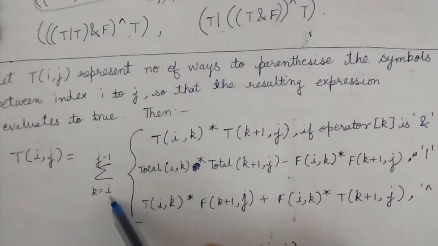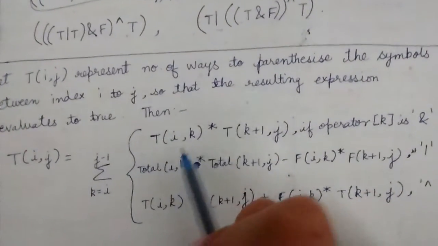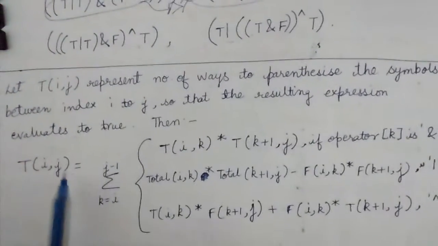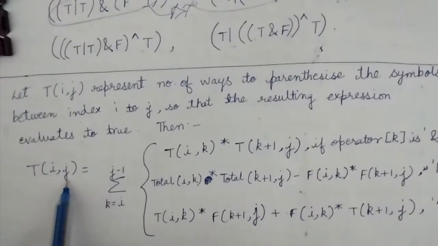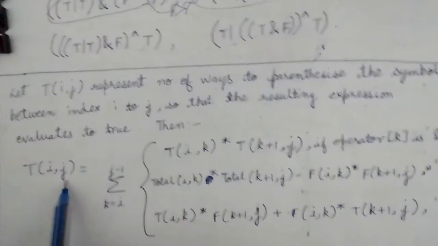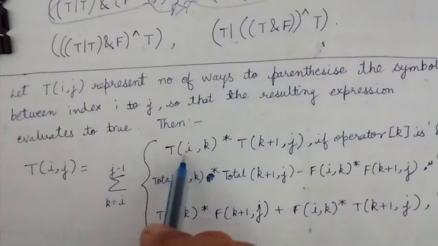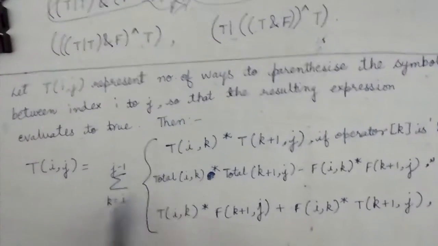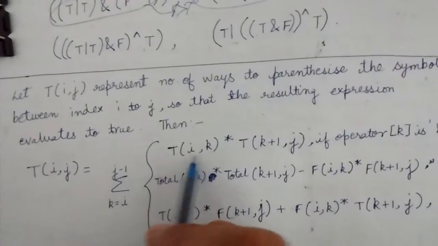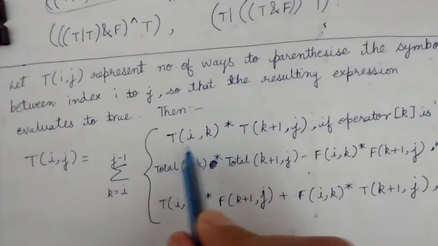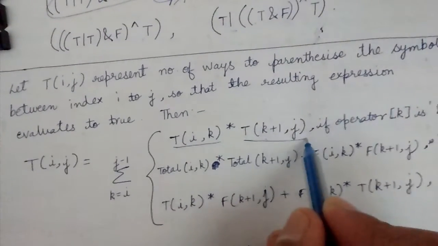We take k from i to j minus 1. So k is the breaking point. We want the expression from index i to index j. So we divide it into two halves, two parts at kth index, and we will vary k, but let's assume k to be fixed for now. So T(i, k) is the first half and T(k+1, j) is the second half.